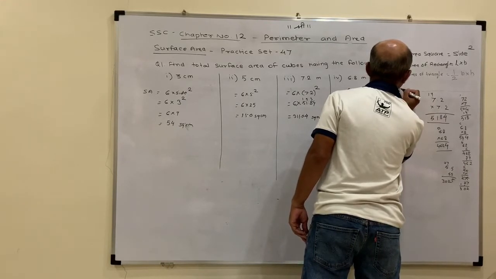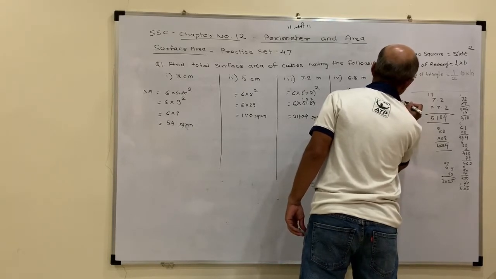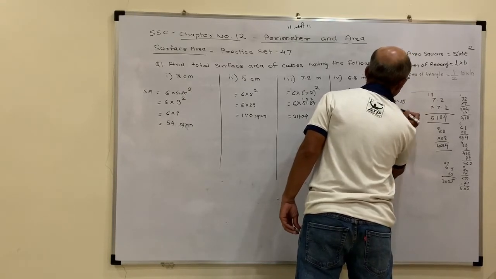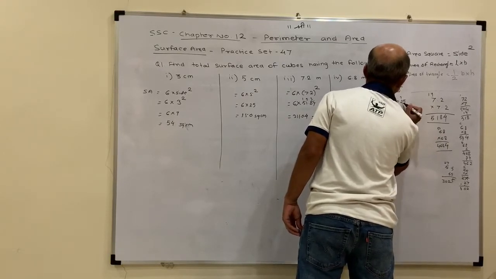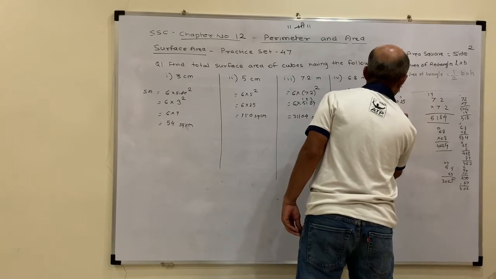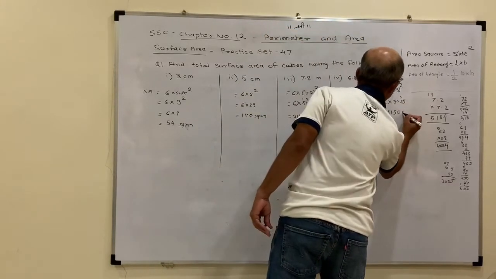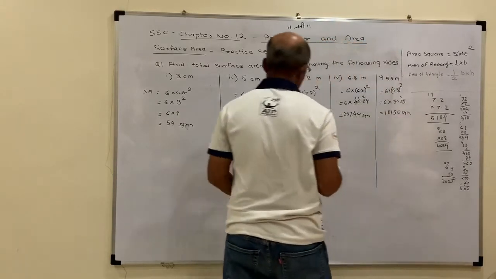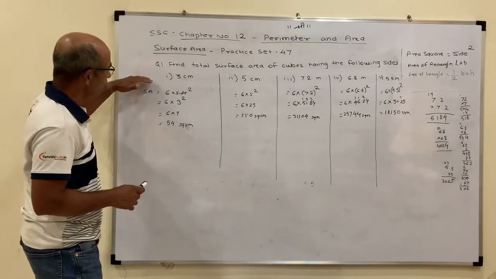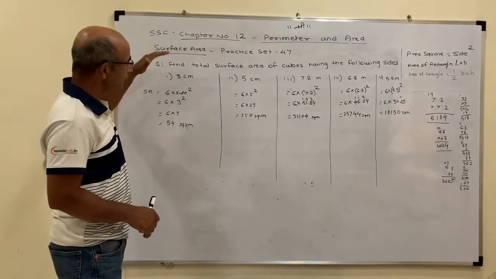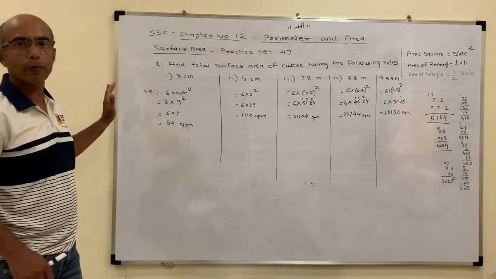And the last one is 6 into 5.5 square, so 6 into 30.25. So 6 5s are 30, 6 2s are 12 plus 3 is 15. And then 6 3s are 18. So it comes out to be 181.50 square meters. So now we have used the same formula. Surface area of a cube equals 6 into side square. And with the similar formula I solved all of these 5 questions.